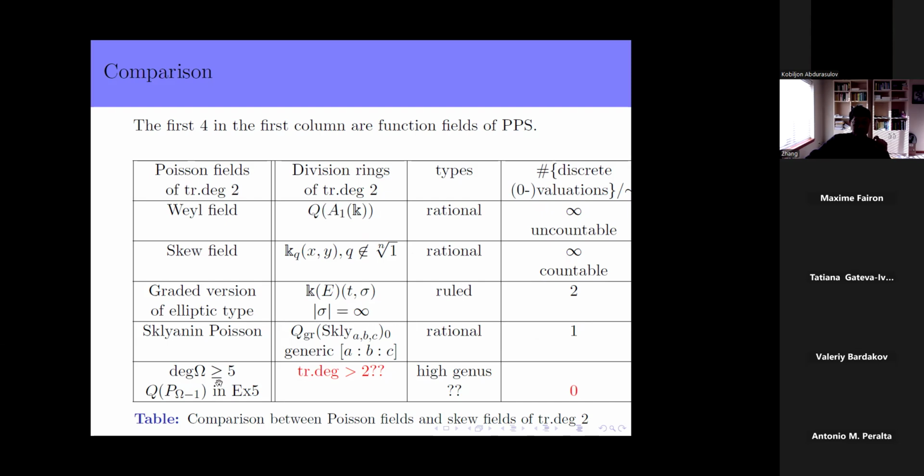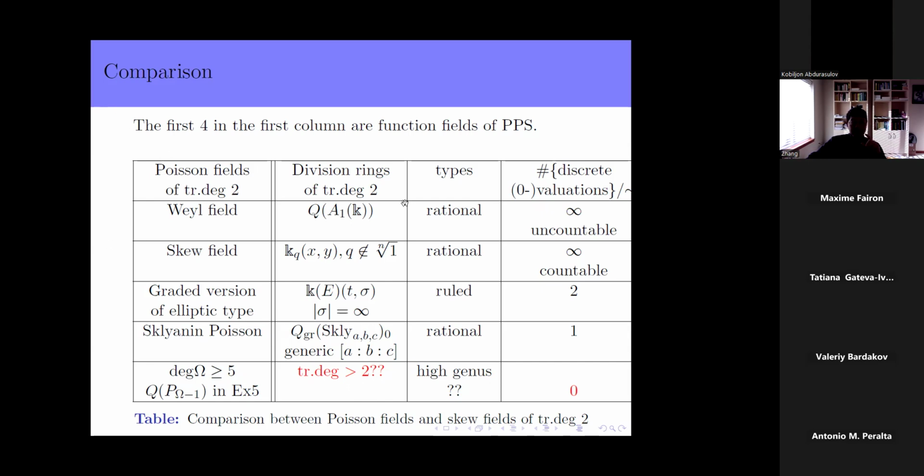In the last column, if we take omega of degree at least 5, then we cannot find a division algebra of transcendence degree 2 corresponding to that Poisson field. So our conjecture is that this has transcendence degree bigger than 2. Then we computed the discrete valuations, and there is no zero discrete valuation. So in the last case, when we take deformation quantization, the transcendence degree of this algebra is bigger than 2, so this will not be in the list of Mike Artin's conjecture in this case.